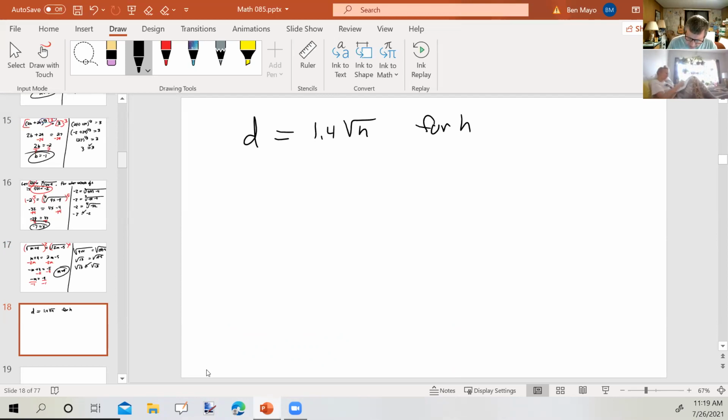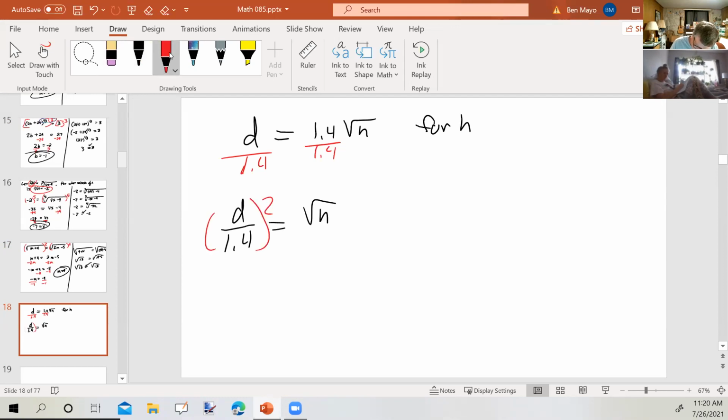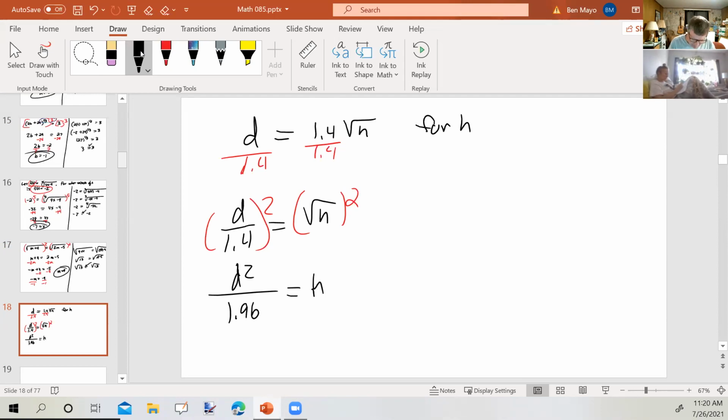So first of all, let's isolate the square root of h. So I'm going to divide both sides by 1.4. That gives me d over 1.4 equals the square root of h, okay? Now I'm going to square both sides. So I get d squared over, now let's see, 1.4 times 1.4 is 1.96. So we get h equals d squared over 1.96. So we've solved for h.